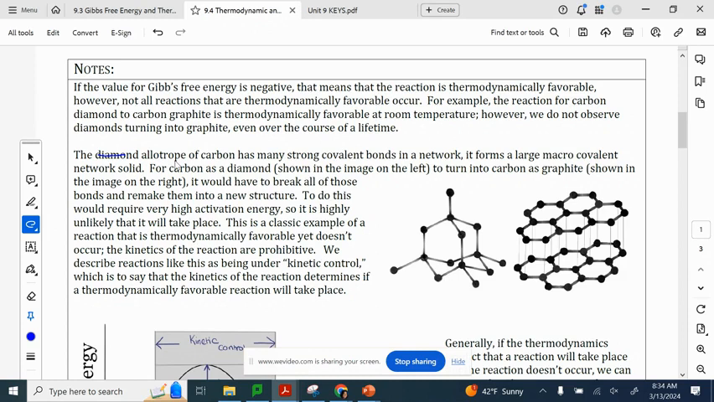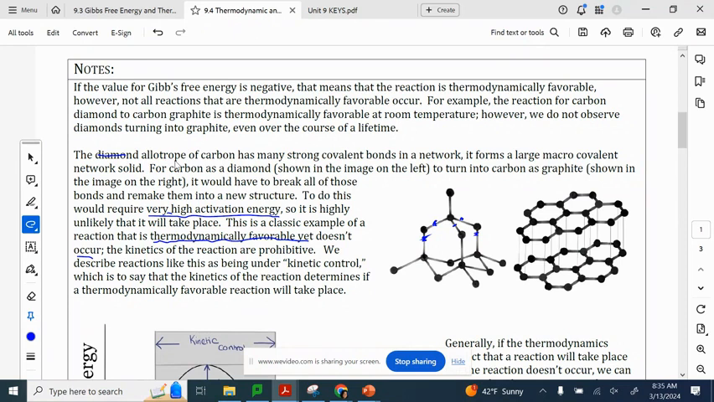Okay. All right. So for carbon as diamond to turn into graphite, it would have to break all of these bonds here that are formed. And to break those bonds and form into a new structure would require a stupid high activation energy. So it's very unlikely that that's going to happen. Classic example here of a reaction that is thermodynamically favorable yet doesn't happen.